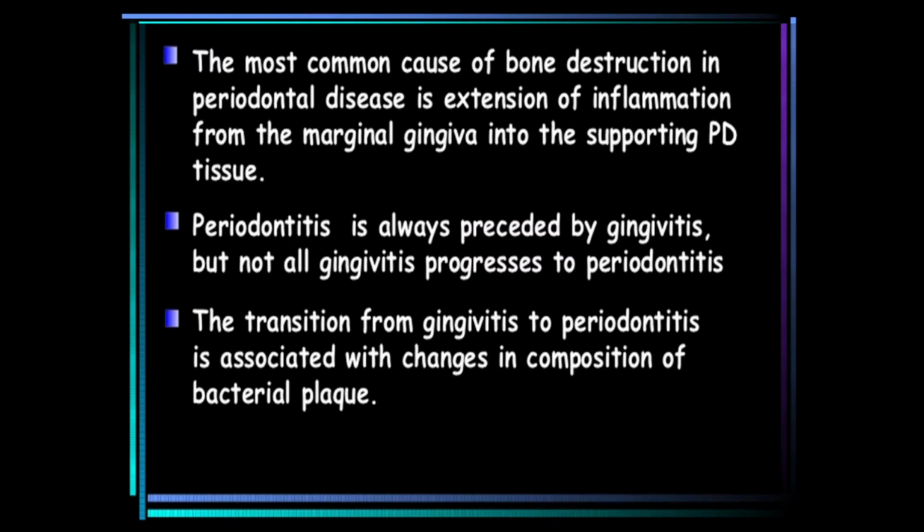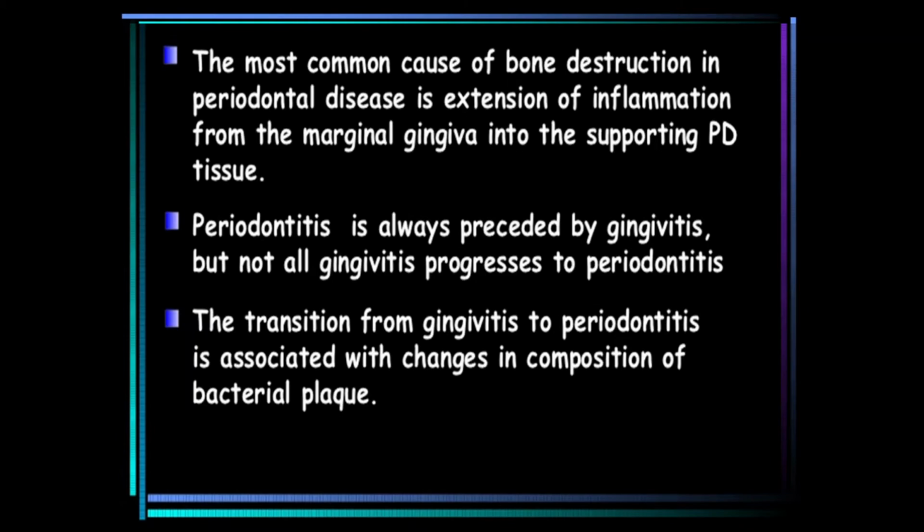Most common cause of bone destruction in periodontal disease is extension of inflammation from the marginal gingiva into the supporting periodontal ligament structure. Plaque formation is there, plaque maturation is there, and then there will be gingivitis. But all the periodontitis are not always preceded by gingivitis. Not all cases of gingivitis will transform into periodontitis. The transition from gingivitis to periodontitis is associated with change in composition of bacterial plaque.